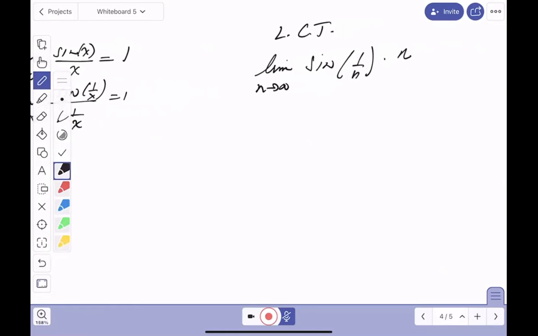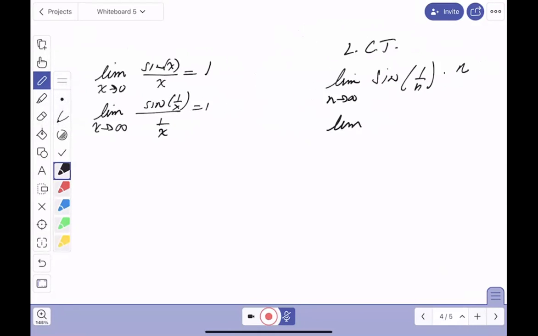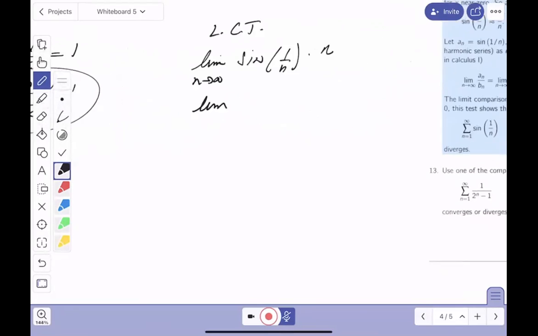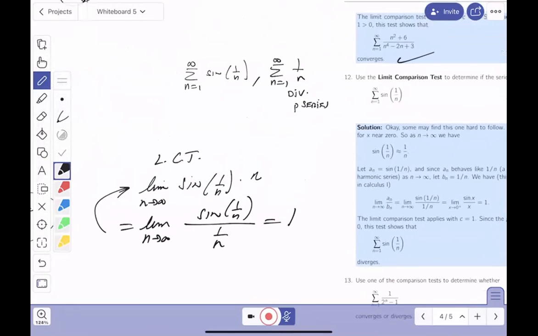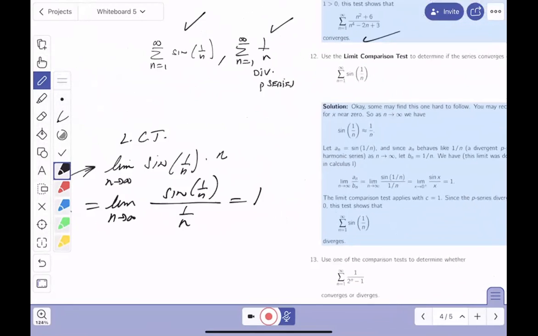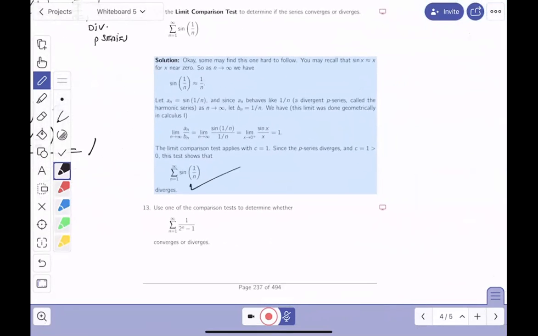So let me look at this one over here, and I think it has something to do with that. So the limit, it's probably this one over here, as n goes to infinity, sine 1 over n over 1 over n. Same thing as that. What does this give me? 1. So what do I know? Let's go back over here. The limit's finite. This is divergent. This is divergent. All right. And they go through that work over here as well.